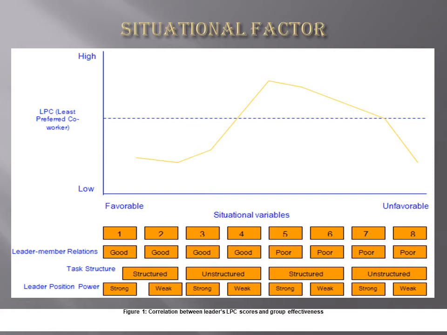Secondly, the task structure. Is this task structured or not? Leaders with a structured situation will lead to a more favorable situation or more favorable action or performance. This is due to their ability to influence others. And the last one is the position power. This is the least of them in power among the three variables.